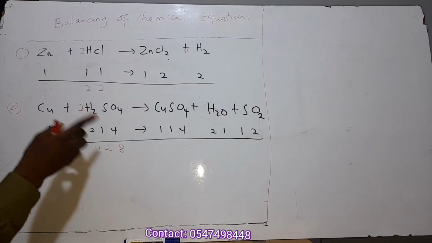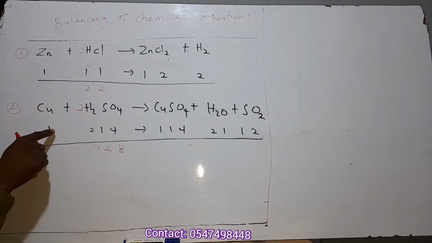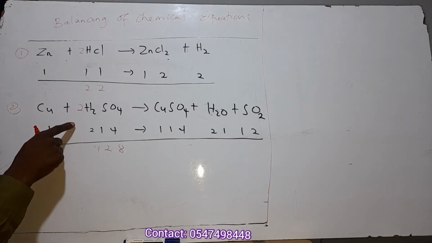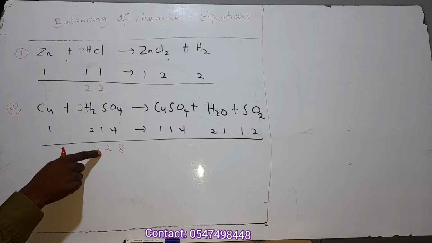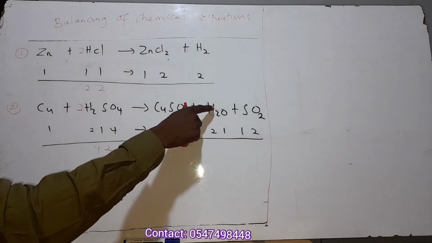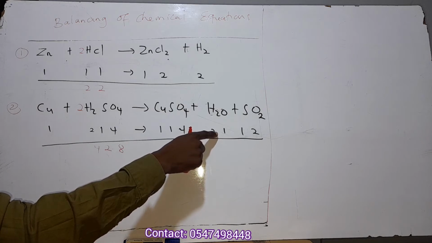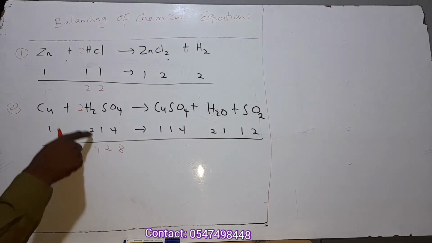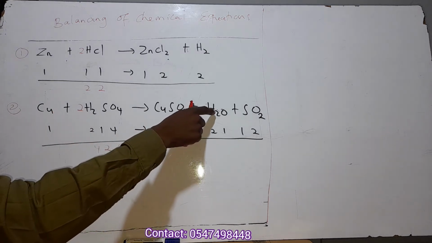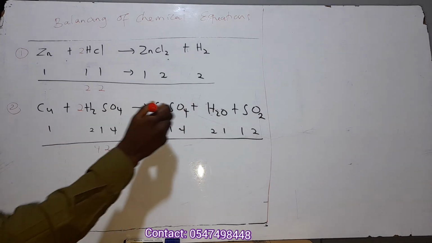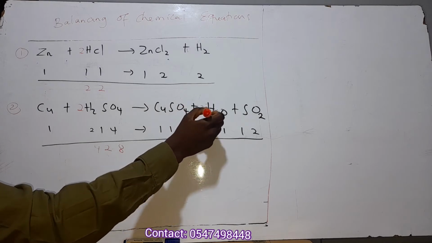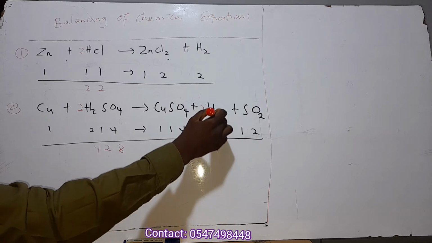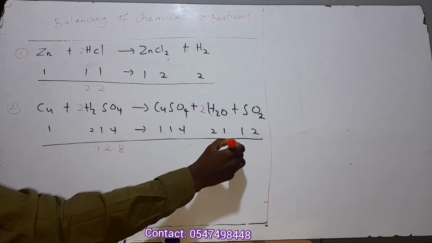What will I multiply to give me 8? If you are not getting it, quickly come back and check your equation again. How many copper do I have here? We have 1 copper. How many of the hydrogen do we have? Hydrogen here is 4, but hydrogen here is not 4. Look at the number of hydrogen here. We have 2. So what will I multiply with 2 to give me 4? We know we have to multiply with 2. When I multiply with 2, we'll have 4 hydrogen, and we'll have 2 oxygen here.